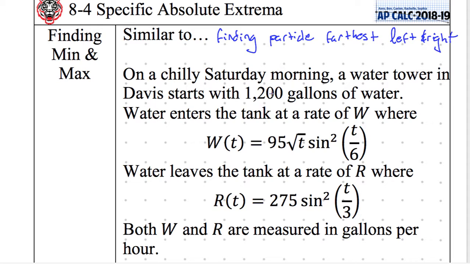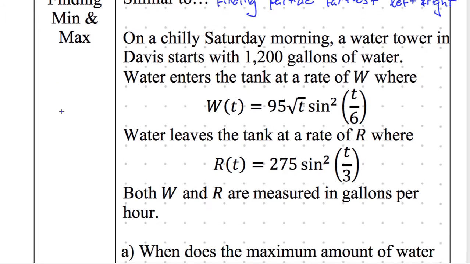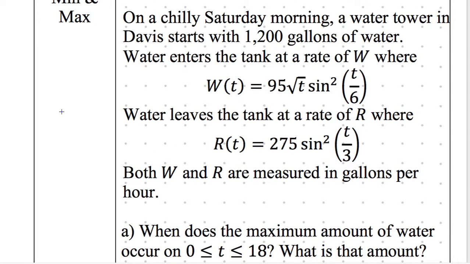All right, so coming in here, who wants to read? Go for it, Rochelle. On a chilly Saturday morning, a water tower in Davis starts with 1,200 gallons of water. Water enters the tank at a rate of W, where W of t equals 95 square root of t sine squared of t over 6. Water leaves the tank at a rate of R, where R of t equals 275 sine squared of t over 3. Both W and R are measured in gallons per hour.